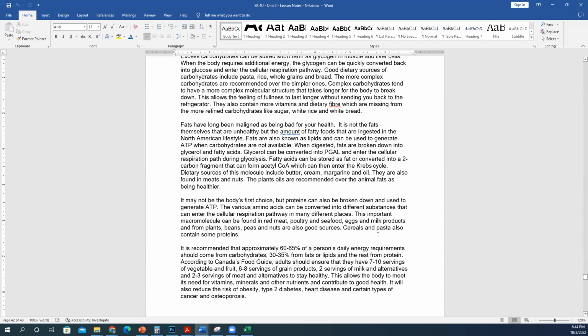Also, you have cereals and pastas that to some extent contain protein. I mean, if you think about it, all the enzymes that carry out all the functions, all of those are made out of protein. So even in a grain of cereal or in pasta where you have carbohydrates, there is also along with it some amount of protein.